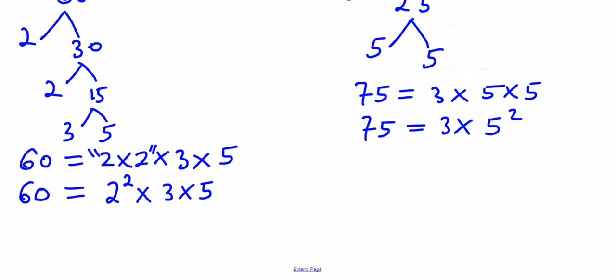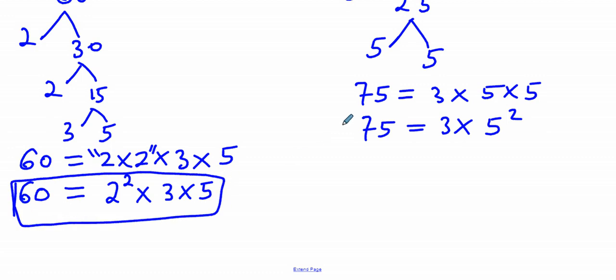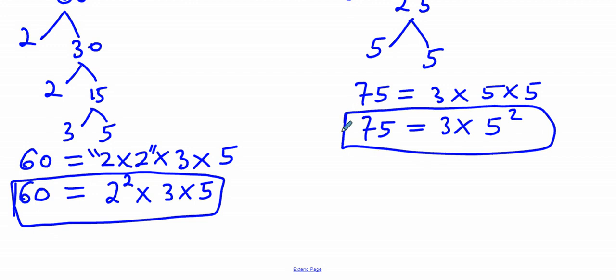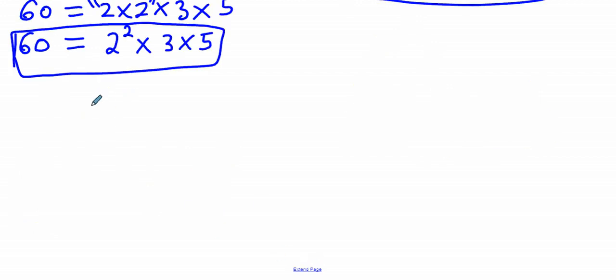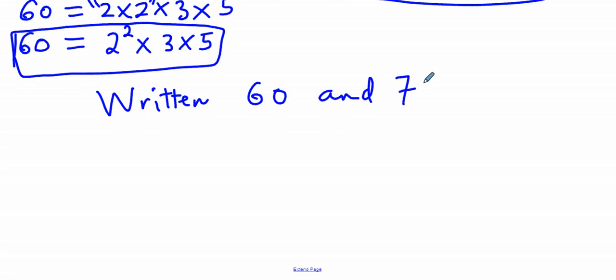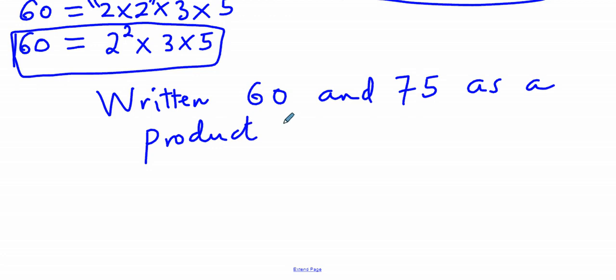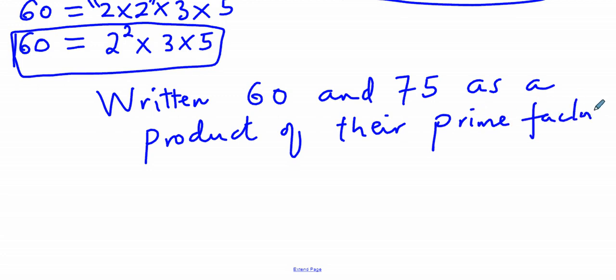Okay, now what have we done here? And what have we done over here? Basically, we have written 60 and 75 as a product of their prime factors.